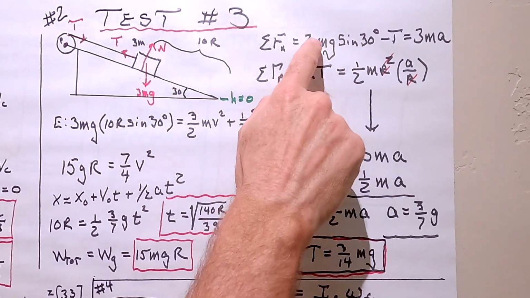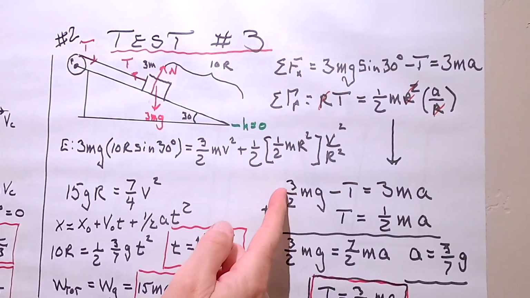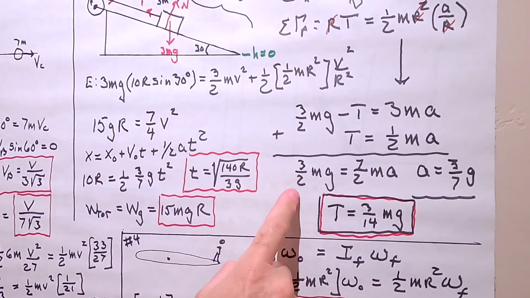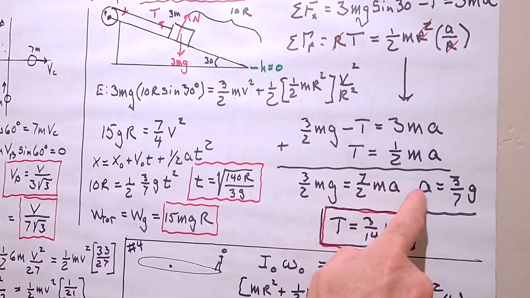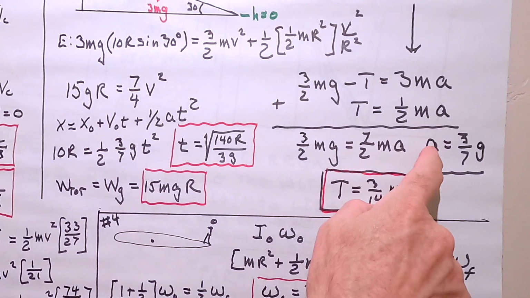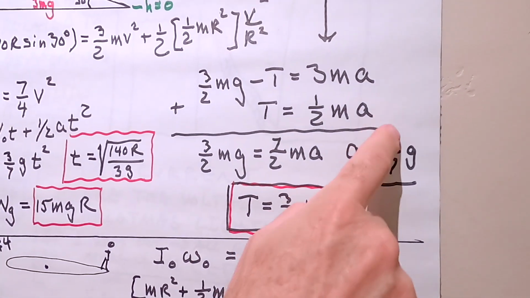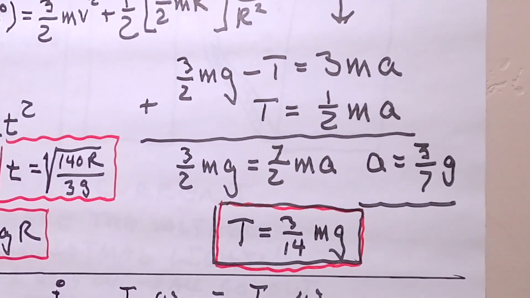The top one is 3/2 mg minus T equals 3 MA. If we just add these two equations together, the T's drop out, and you get 3/2 mg equals 7/2 MA, or A equals 3/7 G, right here. Now we can take that and put it right up into here, and we get the T, it's 3/14 mg. So there's the tension right here.